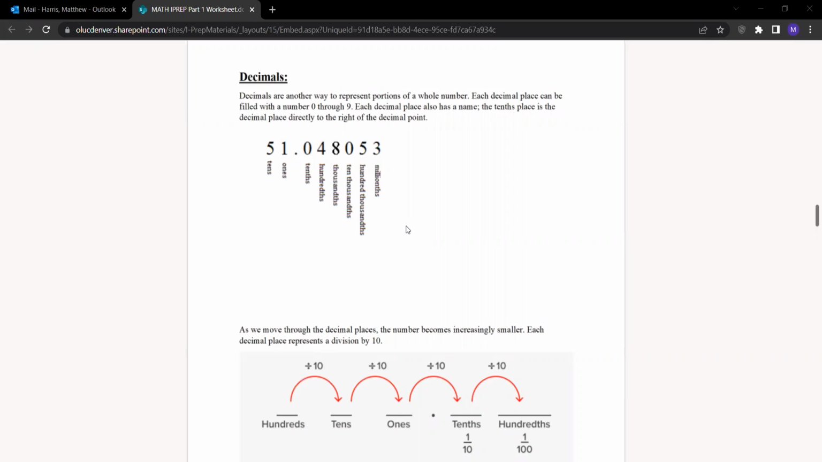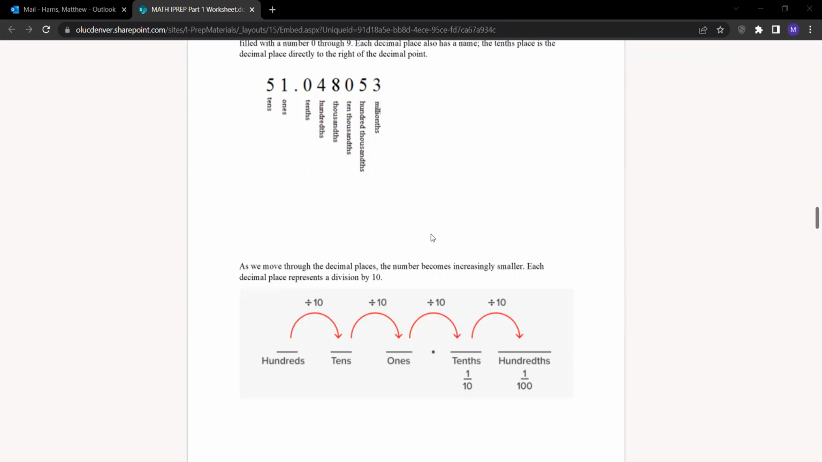To the right of the decimal point, it starts with tenths. That is the first place, tenths. So it goes tenths, hundredths, thousandths, ten-thousandths, hundred-thousandths, millionths. So as we move through the decimal places, the numbers become increasingly smaller. Each decimal place represents a division by 10. So a tenth is 10 times a hundredth, which is 10 times a thousandth, which is 10 times a ten-thousandth, and so on. In other words, as we go over, it's divided by 10.